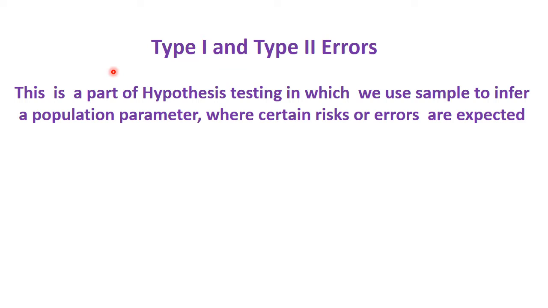Today we are going to talk about type 1 and type 2 errors. This is a part of hypothesis testing in which we use a sample to infer a population parameter where certain risks or errors are involved.